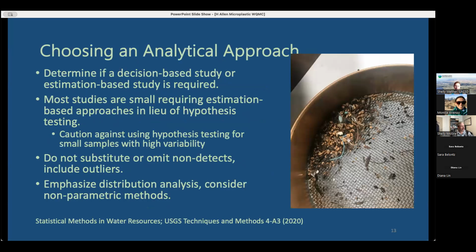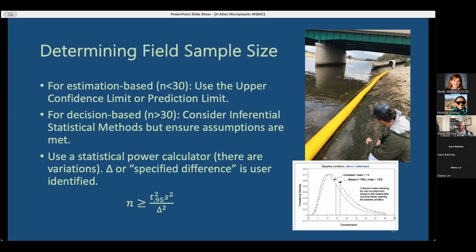And so the other way to do it is, I can't really feel good about this comparison, I know it's weak. But what I can do with less than 30 samples, and what's recommended, is using the distribution to choose a good upper prediction or upper confidence limit on what you think the mean is. In other words, make it an estimation-based study. You know what I mean? Not everything has to be a t-test. You can do an estimation-based study.